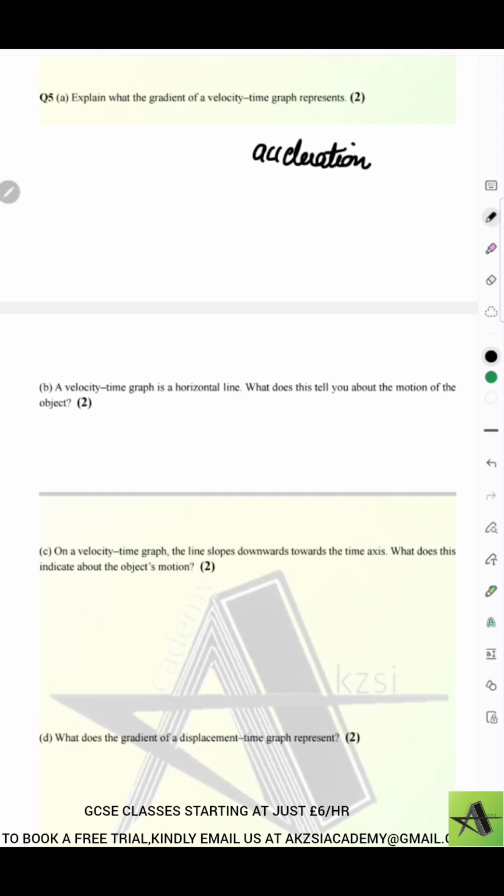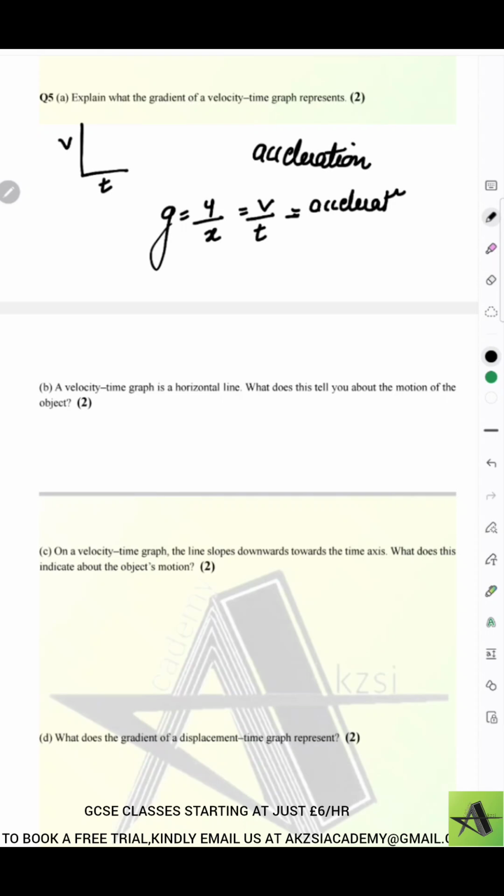It's very easy to find the gradient. Gradient is change in y over change in x. On a VT graph, velocity is on the y-axis and time is on the x-axis, and change in velocity over time is acceleration. So that's the reason that the gradient is acceleration.